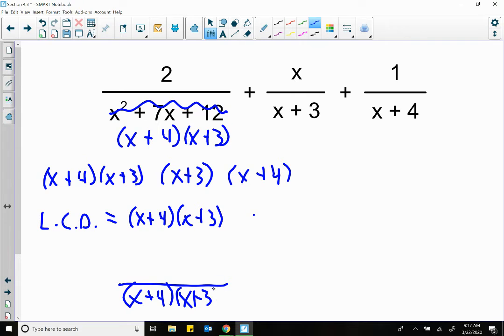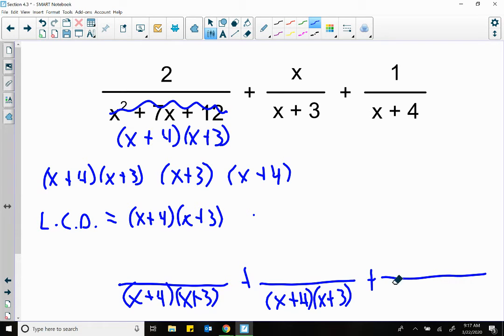x plus 4, x plus 3, plus x plus 4, x plus 3, plus x plus 4, x plus 3.